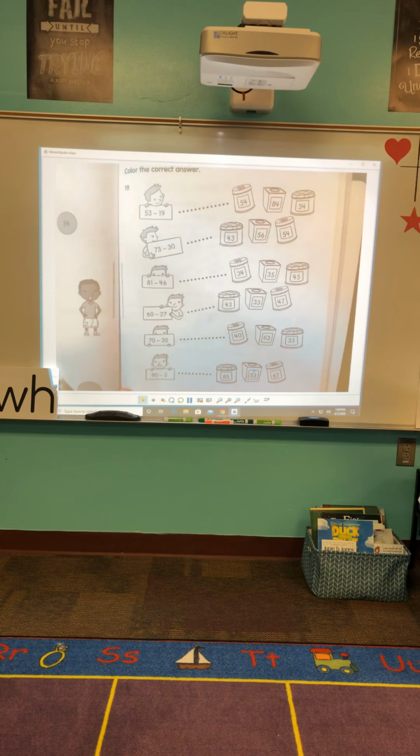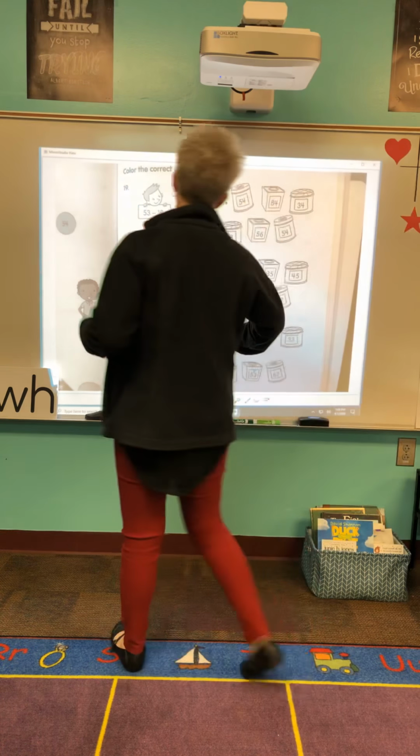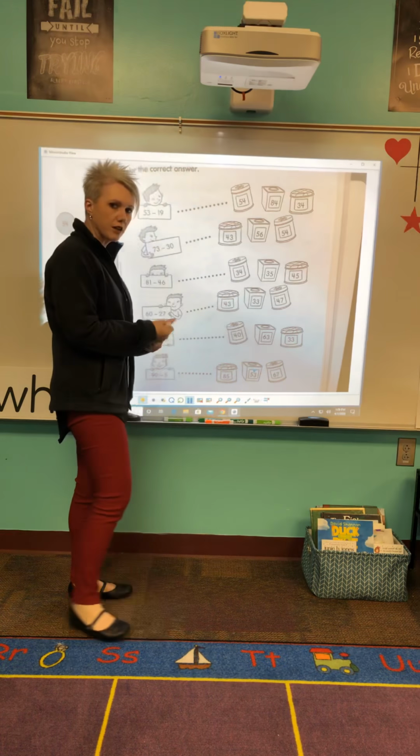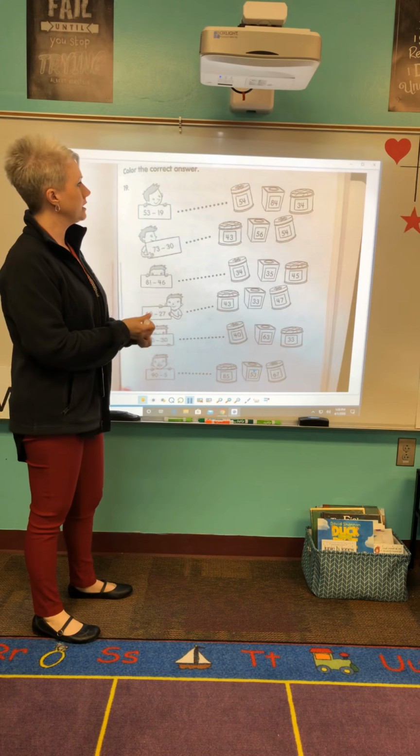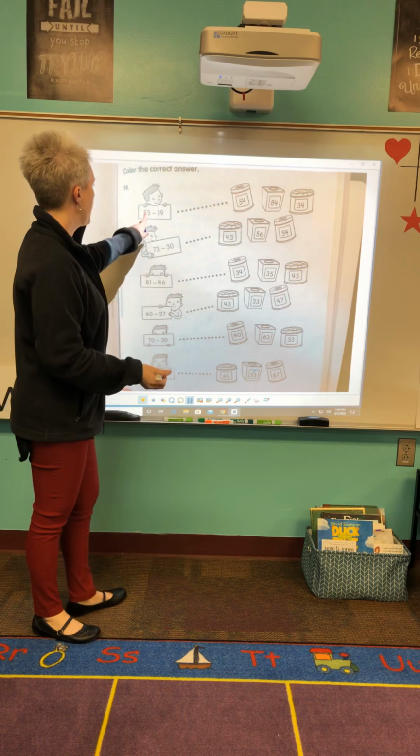There we go. See if I can make it clear. I know it's hard to see on the video. Okay. Color the correct answer. If you want to color it, you can color it. If you want to circle it, you can circle it. Shade it in with your pencil. Whatever you want to do.